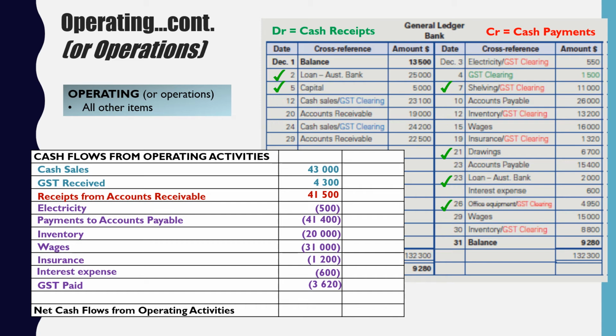Lastly, on the 4th of December, we can see here that there is a cash payment that has been allocated to the GST clearing account. This is none other than a GST settlement, which is a payment to the ATO for GST owing. And the amount of $1,500 is reported as a cash outflow under operating activities.